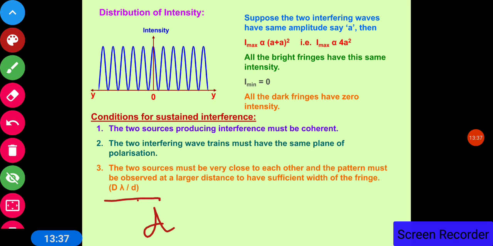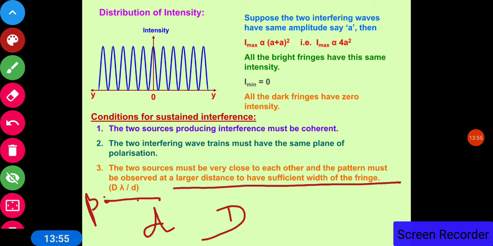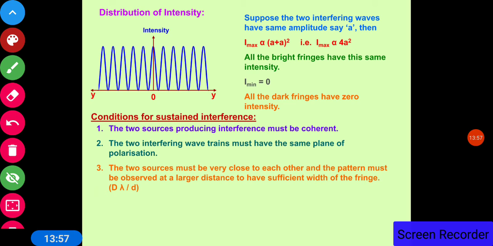If d is very small, then the fringe width, that is beta, equal to d lambda upon d, will be very large. Similarly, capital D, that is the screen, should be very far away, so capital D will be large, then beta will be large. So for beta to be very large, capital D should be large and small d should be small. That is, we can say that the two sources must be very close to each other and they should be observed at a larger distance to have sufficient width of the fringe.